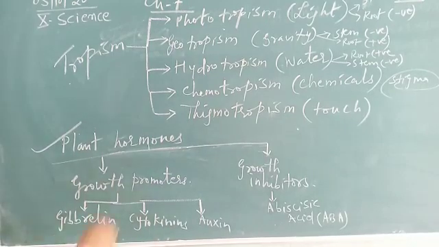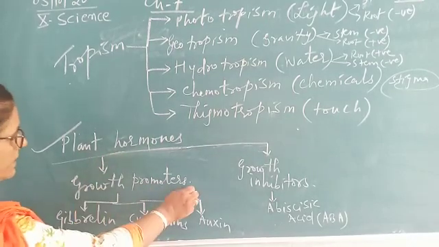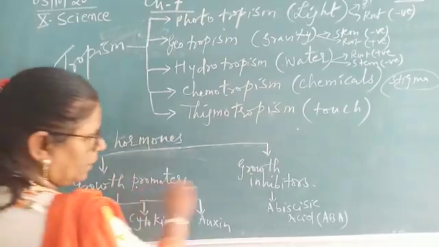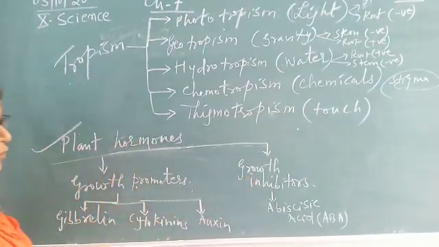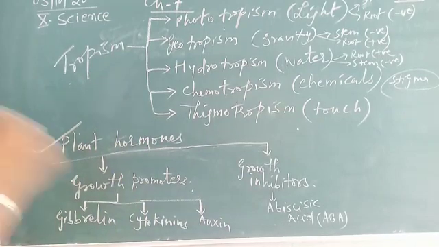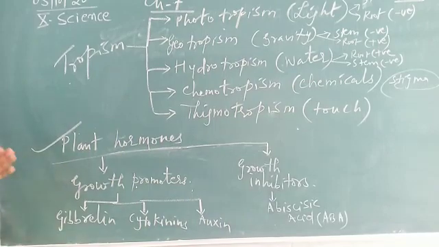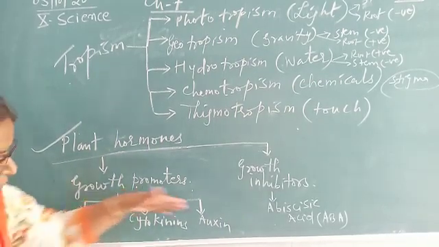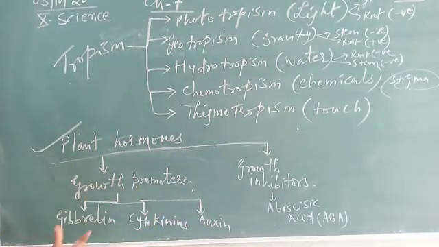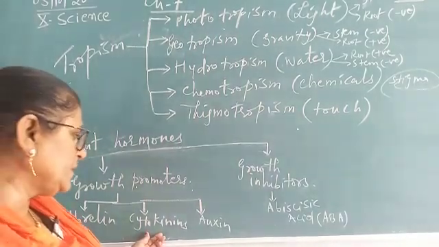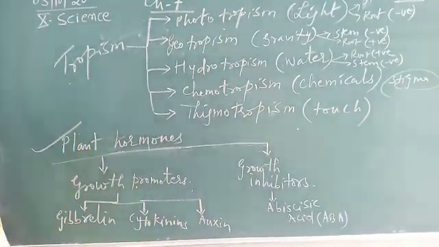And there are two types of hormones. One is growth promoter, meaning it helps in growth and development, while the other type is growth inhibitor, which resists the growth of the plant. Now, under growth promoters, there are three types of hormones which promote growth. One is gibberellin, the second is cytokinins, and the third is auxin. Now what are their functions? One by one we discuss.